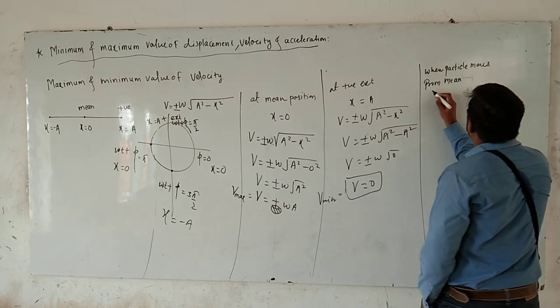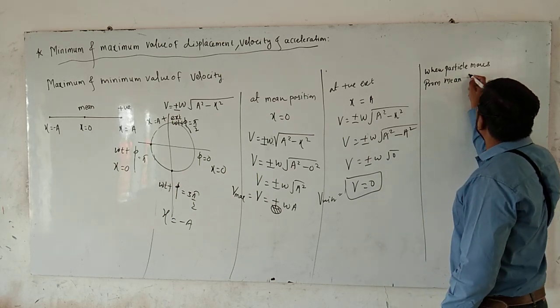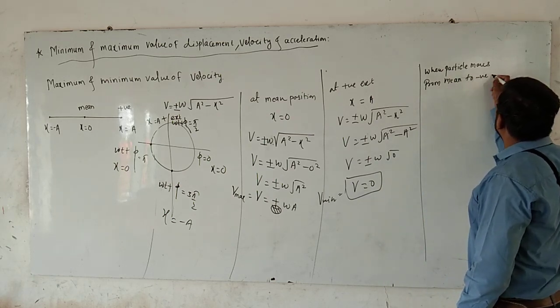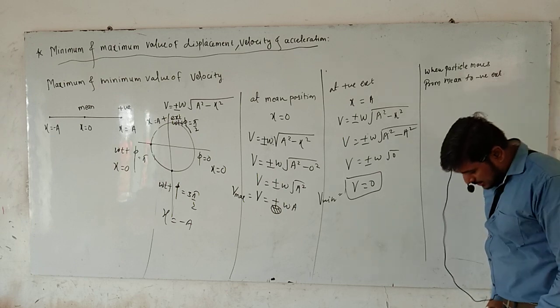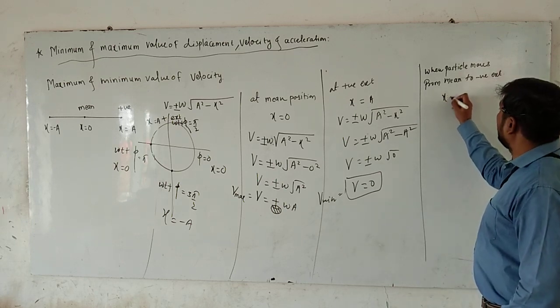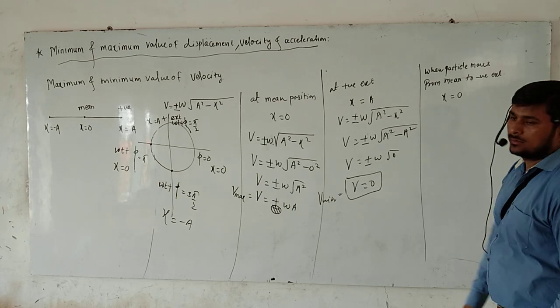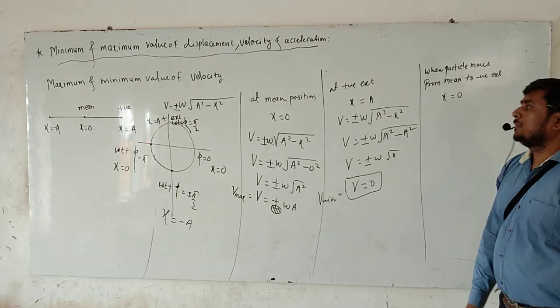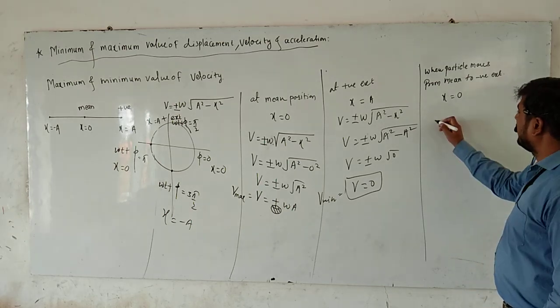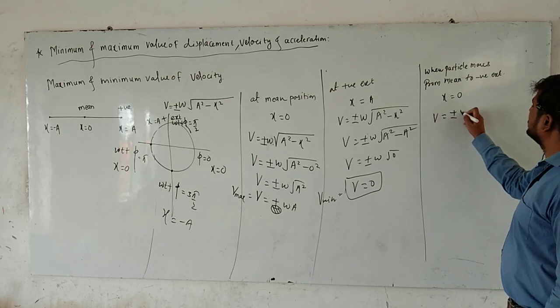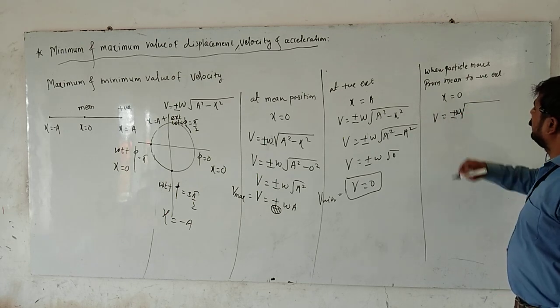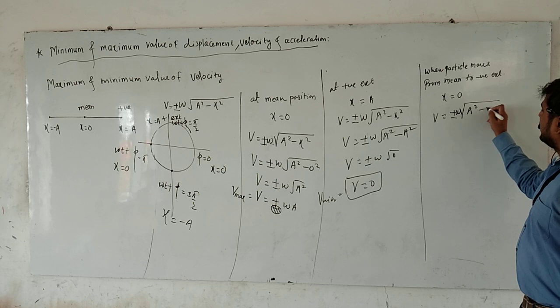When a particle moves from mean to negative extreme, what will be the value of x over there? 0, right? The value of x is equal to 0. So now velocity will be equal to plus minus omega square root of a square minus x square.